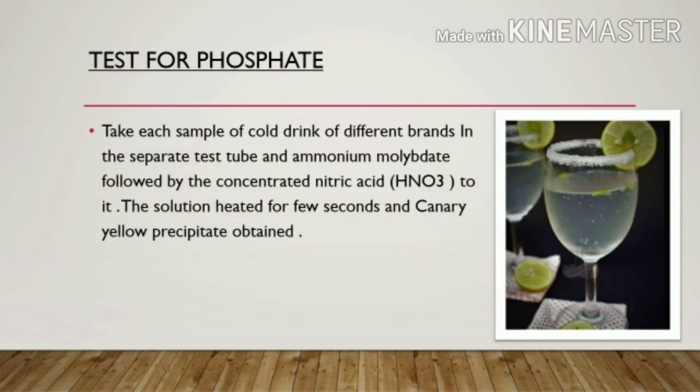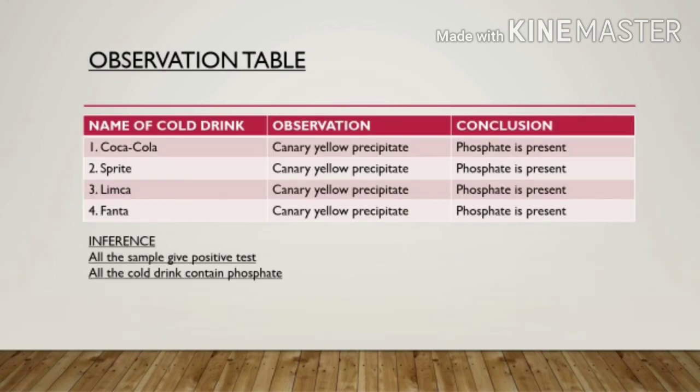The fifth is the test for phosphate. For this test, we take a small sample of each cold drink in a separate test tube, then add ammonium molybdate and concentrated nitric acid, and the solution is heated for a few seconds, and then we observe a canary yellow precipitate. Observation table. Name of the cold drinks, observation and conclusion. The observation: you observe a canary yellow precipitate, which is a sign of presence of phosphate. The inference is all the cold drinks contain phosphate.